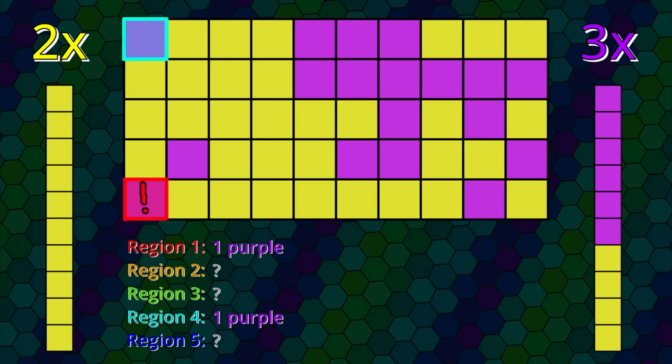Now again with this bottom left purple cell, if we assume it's not connected with the purple cell directly diagonal to it, then we can see that there's no way to connect it to 5 more purple cells without going through at least 5 other yellow cells, which again is not allowed.